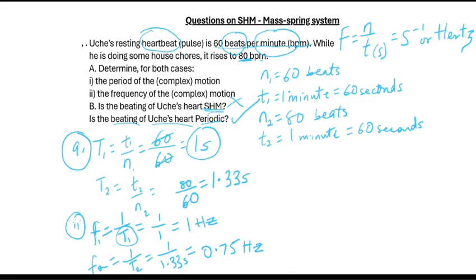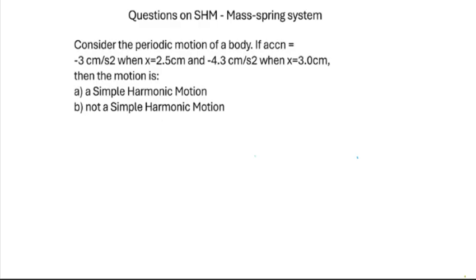This is the second question. Consider the periodic motion of a body if acceleration equals -3 centimeter per second squared when x equals 2.5 centimeter, and -4.3 centimeters per second squared when x equals 3 centimeter. Then the motion is A, a simple harmonic motion, B, not a simple harmonic motion.